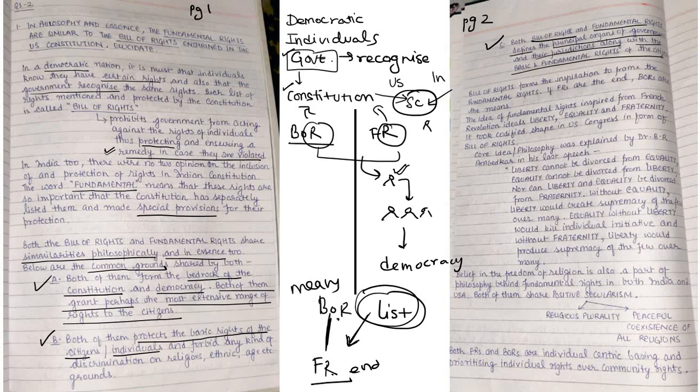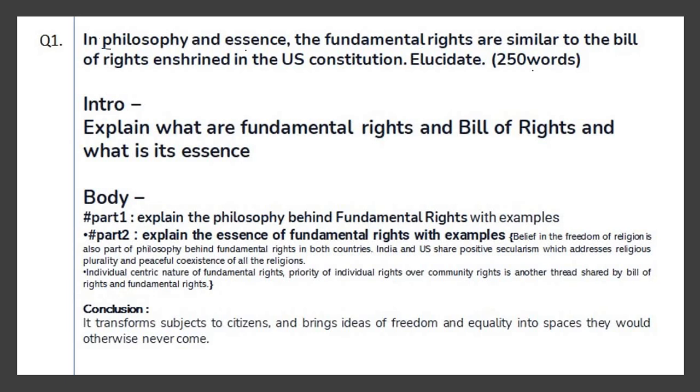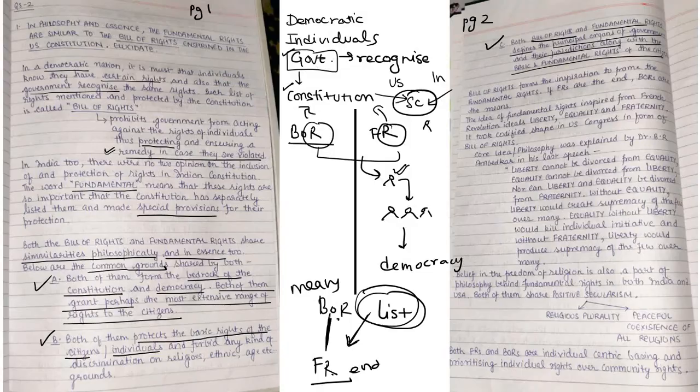Okay? And another important point, the question is saying in philosophy, in essence we have explained. In philosophy, how both are same. See, B.R. Ambedkar ji, in his last speech in the constitutional meeting, said very clearly, he talked about equality, liberty and fraternity, and how these three are interconnected with each other and form the basis of fundamental rights and Bill of Rights. Without these three terms, liberty, equality and fraternity, you cannot get fundamental rights, right? If there is no equality, where will you get fundamental rights from? If there is no liberty, how will you get fundamental rights, Bill of Rights?